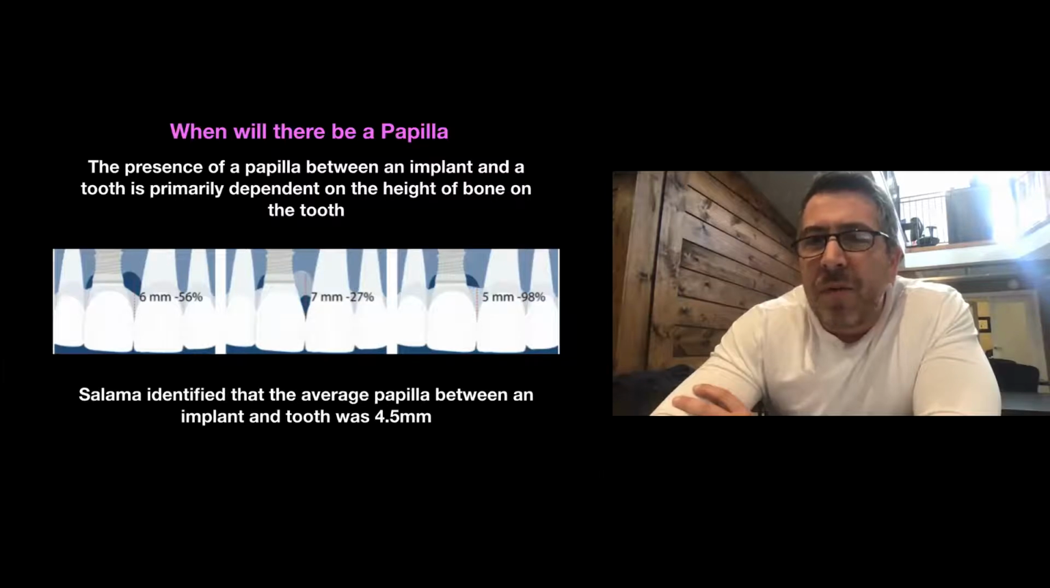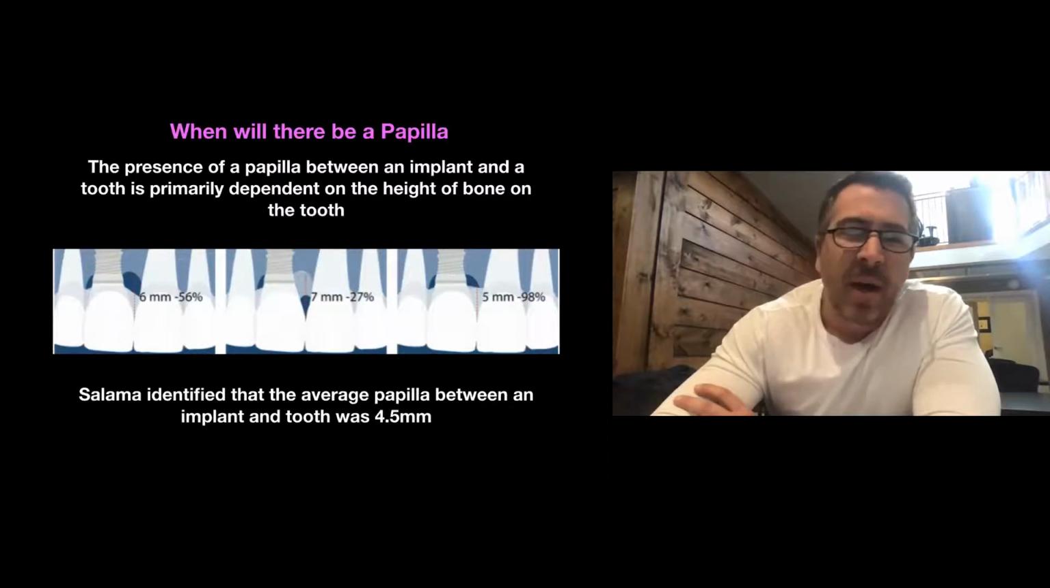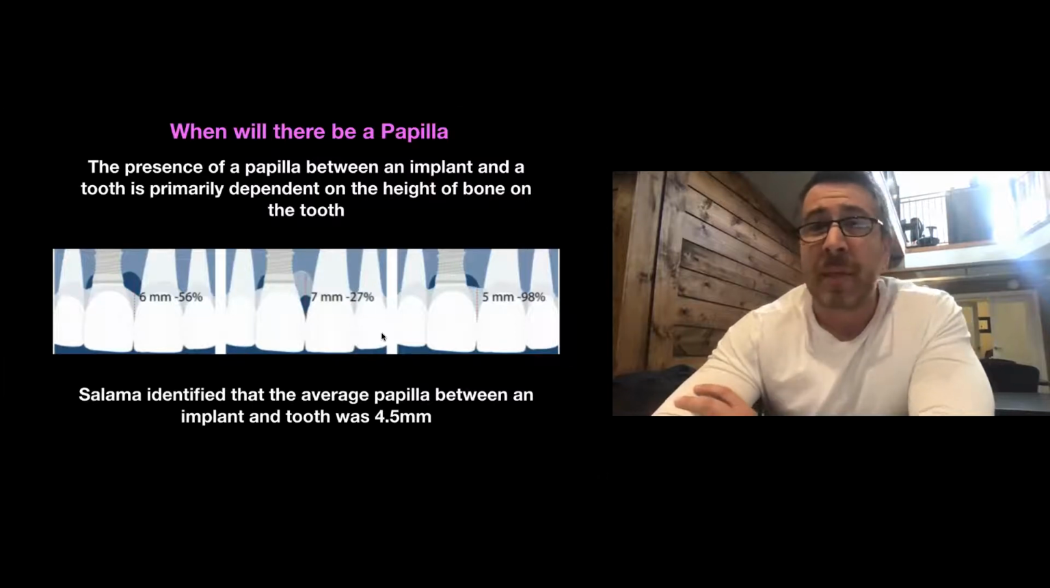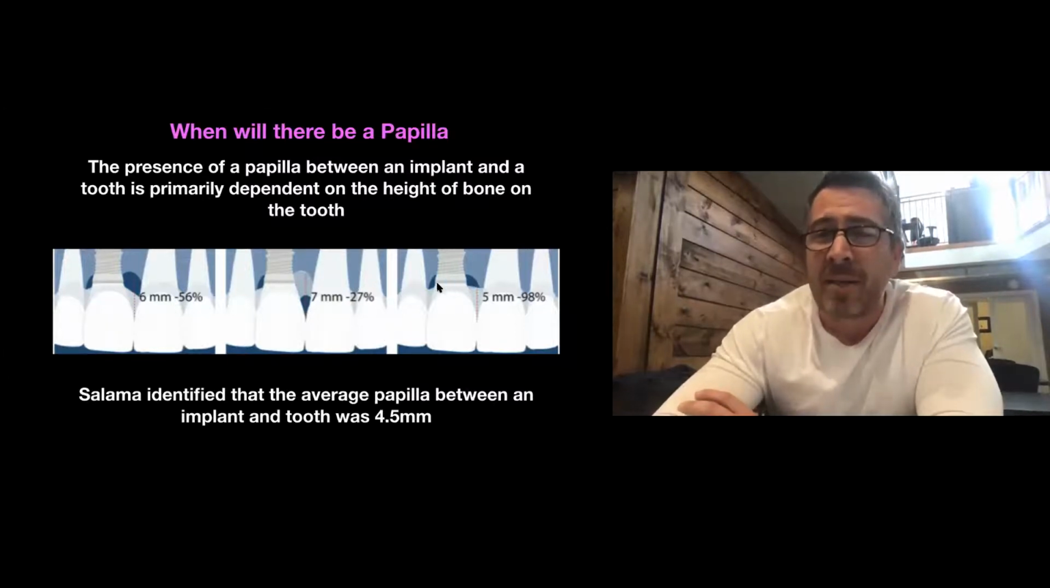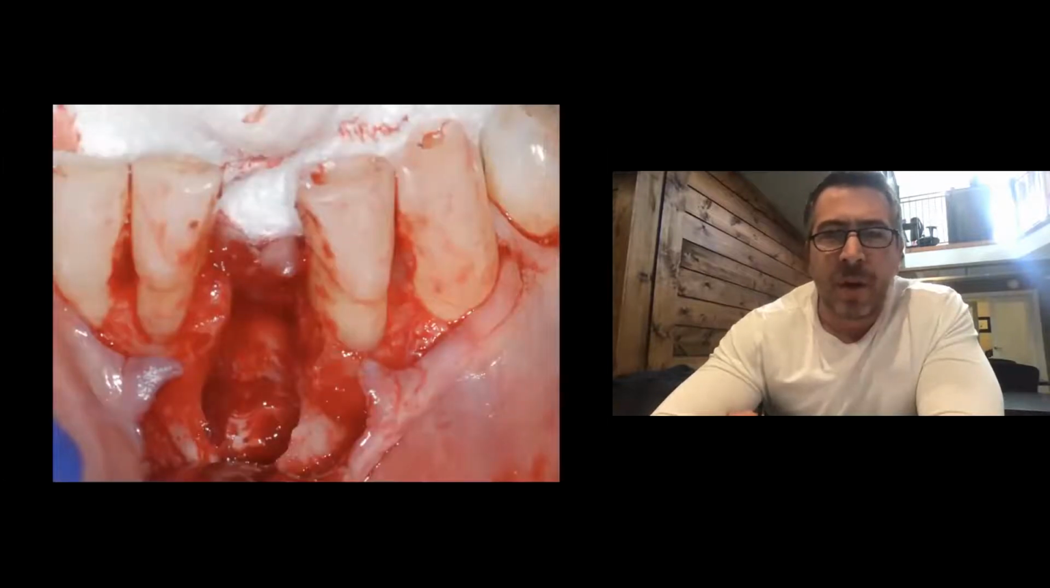So from our interdental height of bone on the adjacent tooth to the contact point, on average is about 4.5 millimeters. So it has nothing to do with the implant itself. It has to do with the tooth. So on the previous slide where I showed you that the papilla got blown out is because I put the implant too close to the tooth and I caused some necrosis of the bone on the adjacent tooth. And that's what took the papilla out. So the interdental height of bone is one of the parameters I want you all looking at.